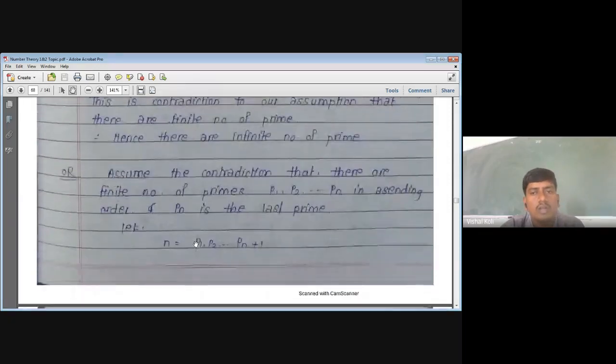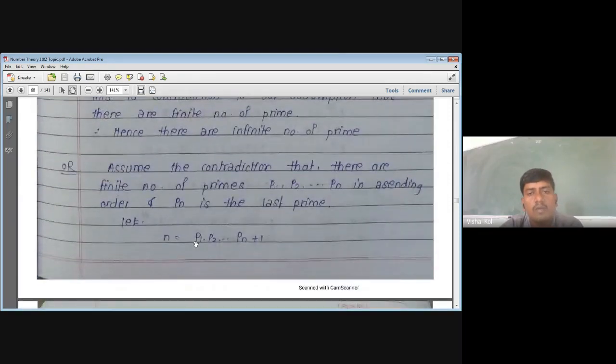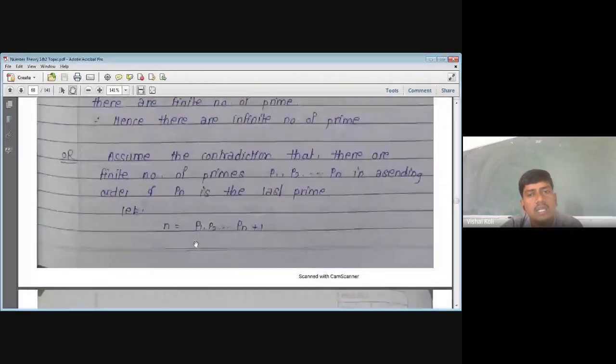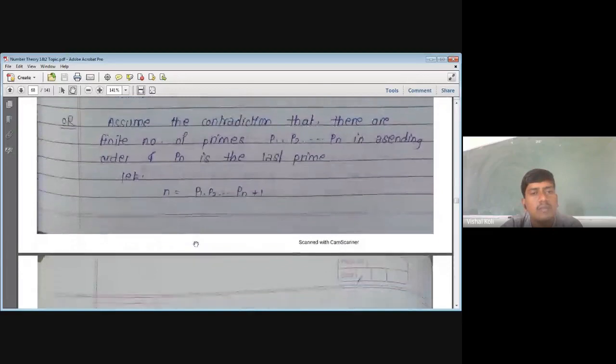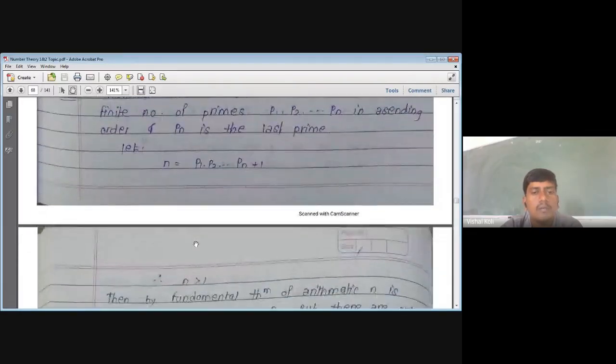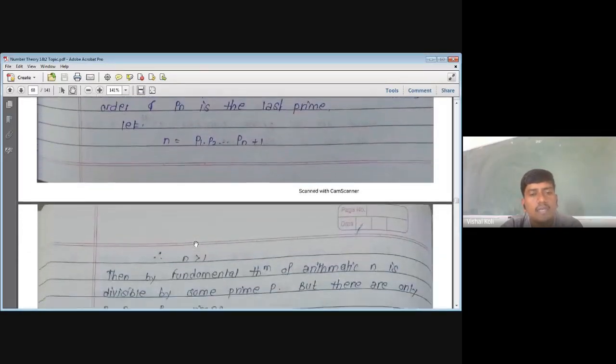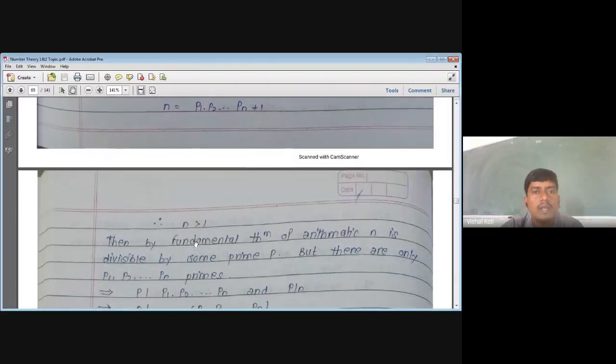Let us assume by contradiction that there are finite number of primes p1, p2 up to pn in ascending order, and pn is the last prime. Let us consider one integer n equal to p1, p2 up to pn plus 1. Then obviously n is greater than 1. Now we use the fundamental theorem of arithmetic for this n, since n is greater than 1. Then n is divisible by some prime p. But there are only n primes.